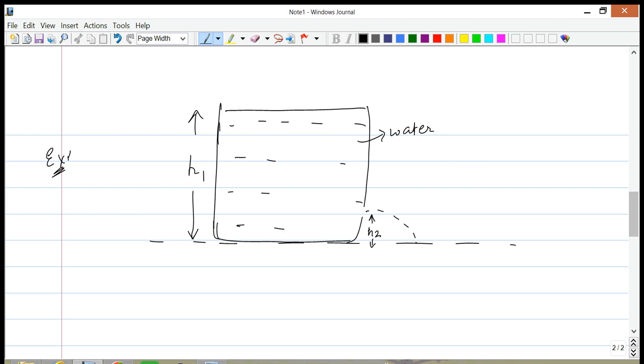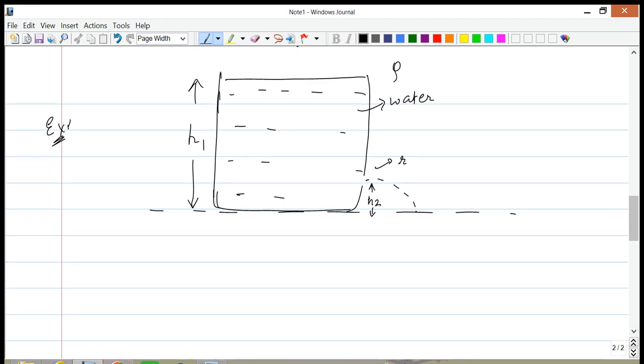Alright, so here's another application of Bernoulli's equation. What we're doing is, you've been given a tank filled with water up to a height h1. Let the density of the liquid be rho, and there's a hole at the height h2, and let's say that the radius of the hole is equal to some value r. And we have a bunch of questions that we're going to ask. First of all is, with what speed is the fluid exiting the hole?